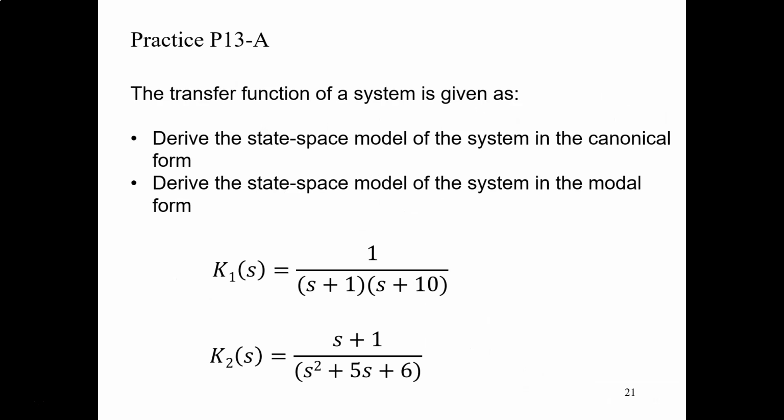So anyway, I got some transfer functions for you, and I'd like you to derive the state space model of the system in both canonical form, that is the classical form, and also in the modal form. It's actually simpler than my examples because these are just second order systems. You only need two states, so that makes your life easier.